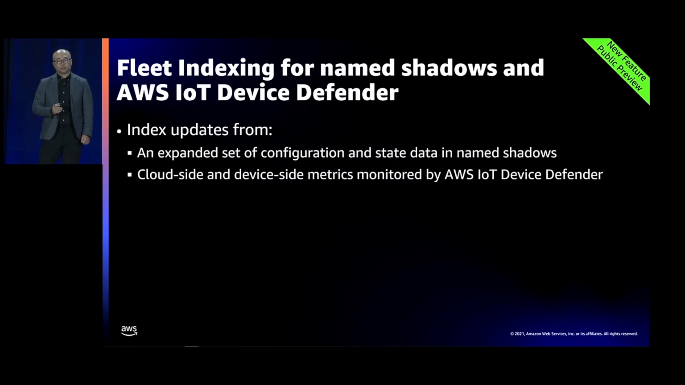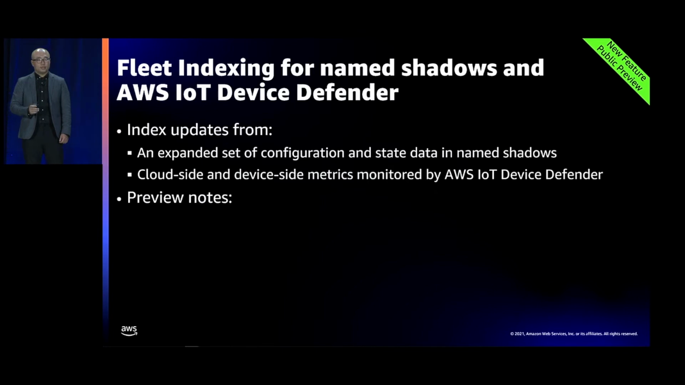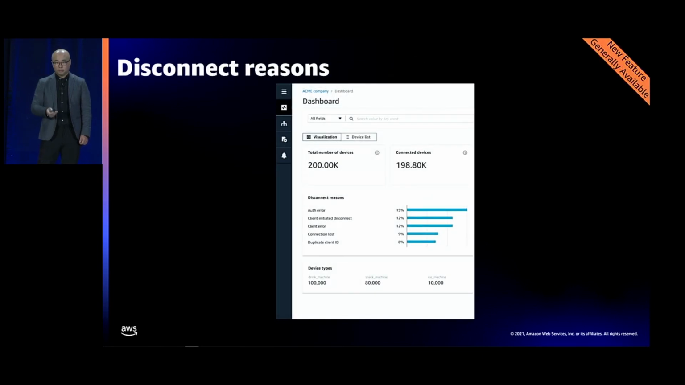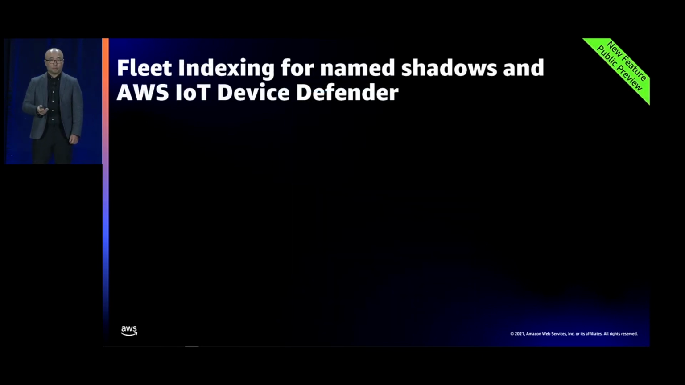Named shadow lets you truncate data size, because a smaller document size saves your cost. For example, air conditioning can be a named shadow of a car, which can be a classic shadow. So fleet indexing already supported classic shadow, and now we are extending our support for named shadow. Perhaps now you notice that the green tag in the top right says public preview, which is different from the orange tag that says generally available. Let me go real quick to compare. So this one is orange, generally available, and this one is public preview.